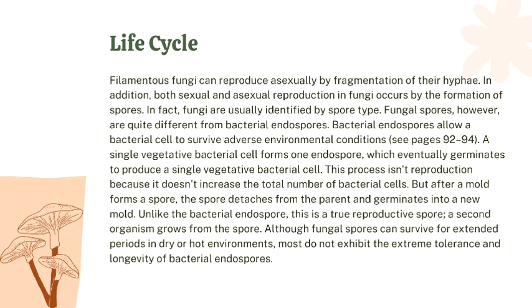Life cycle. Filamentous fungi can reproduce asexually by fragmentation of their hyphae. In addition, both sexual and asexual reproduction in fungi occur by the formation of spores. In fact, fungi are usually identified by spore type. Fungal spores, however, are quite different from bacterial endospores. A single vegetative bacterial cell forms one endospore, which eventually germinates to produce a single vegetative bacterial cell. This process isn't reproduction because it doesn't increase the total number of bacterial cells.